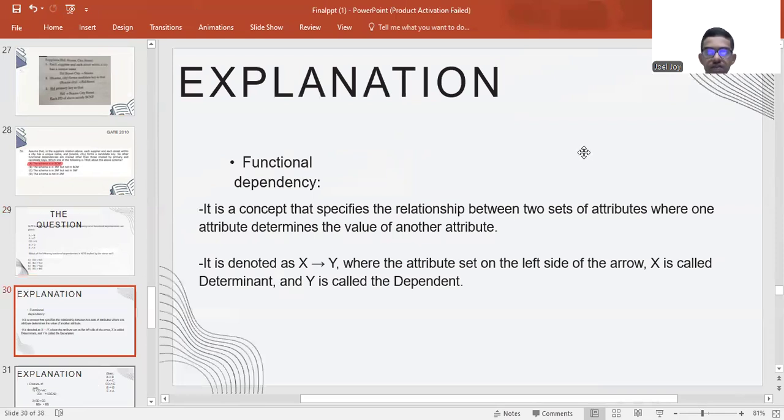A functional dependency is a concept that specifies the relationship between two sets of attributes, where one attribute determines the value of another attribute. It is denoted as X implies Y, where the attribute set on the left side of the arrow, X, is called the determinant and Y is called the dependent.